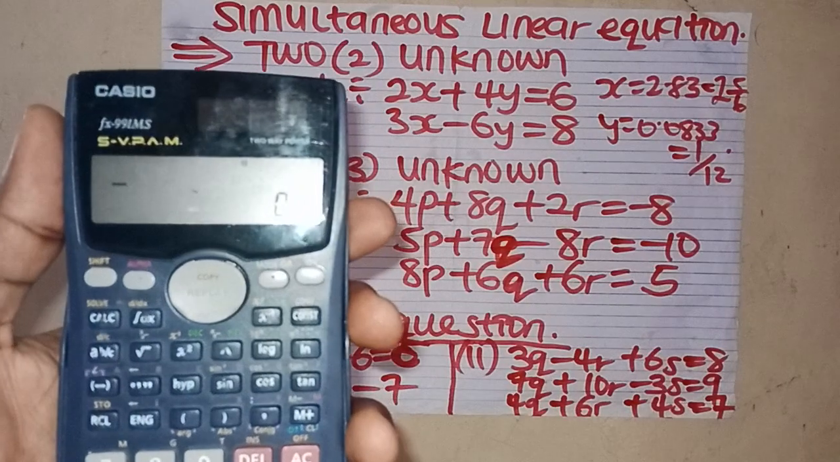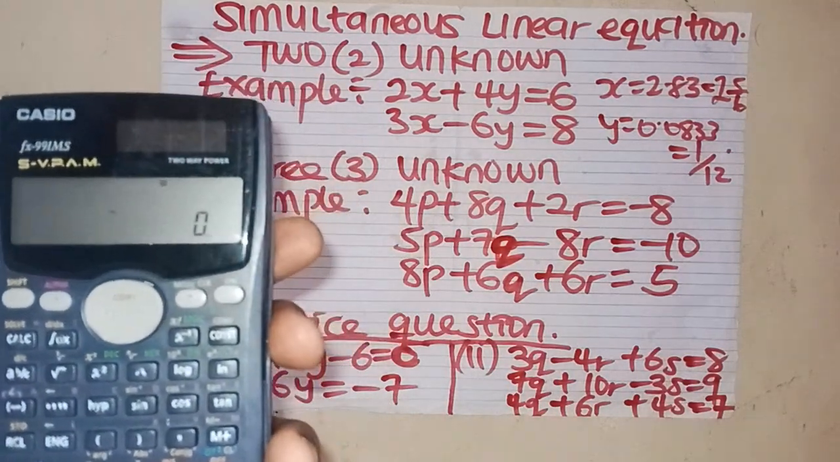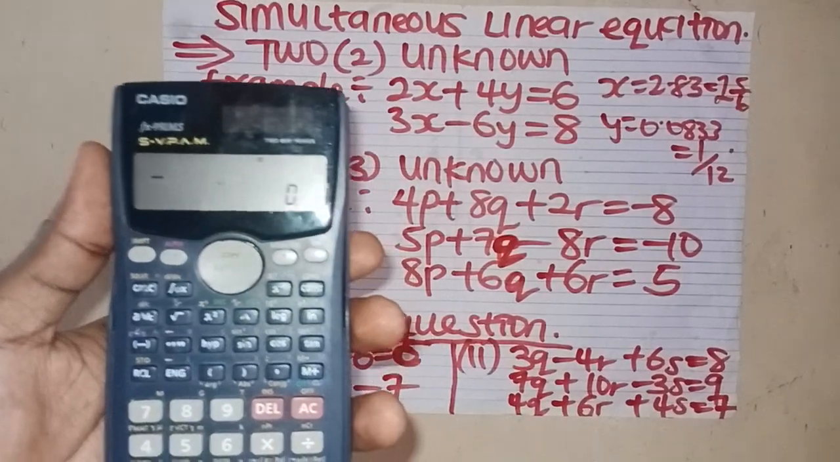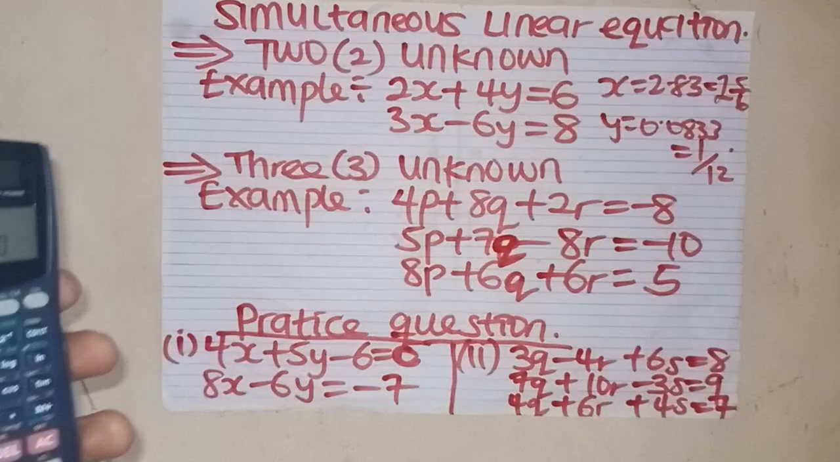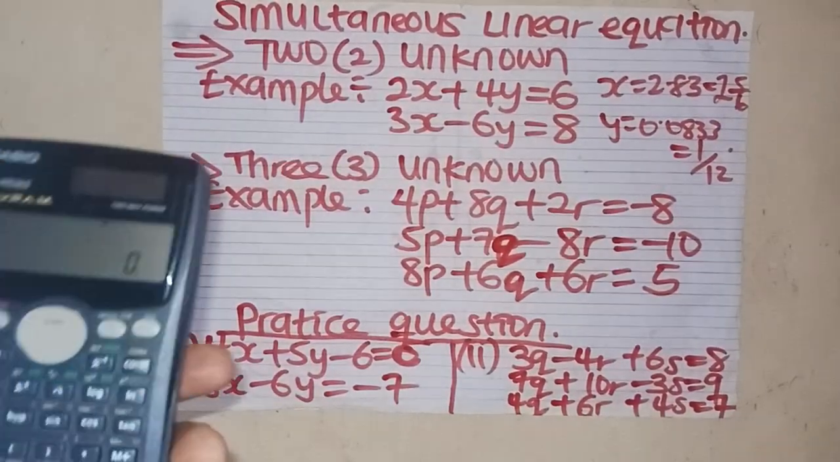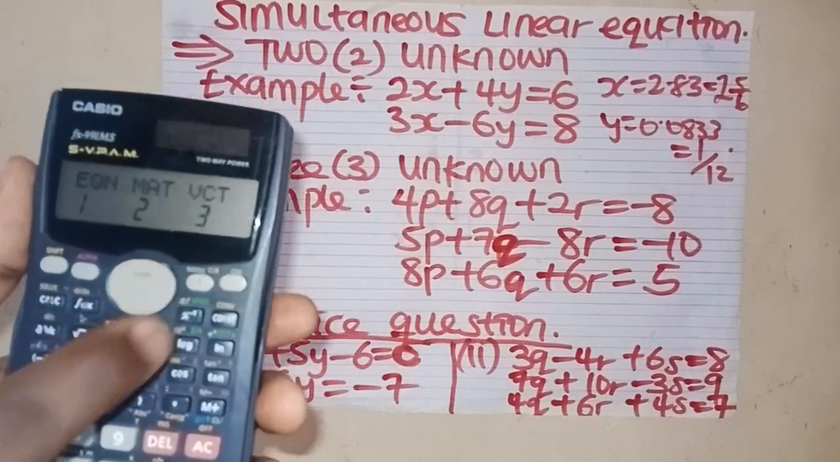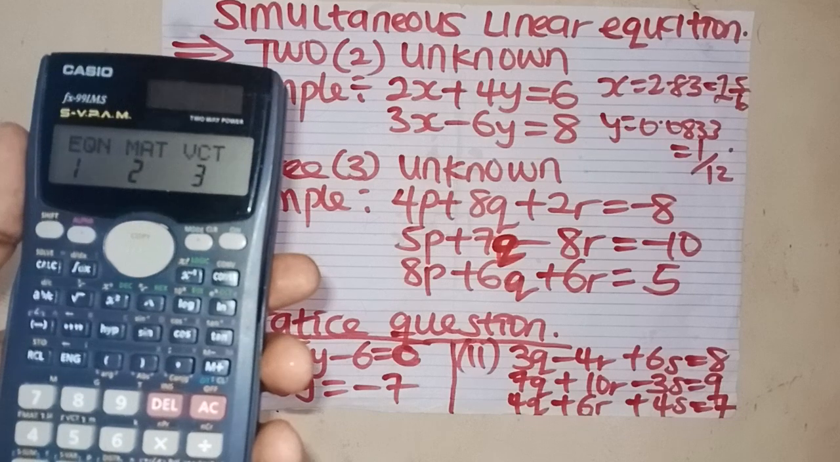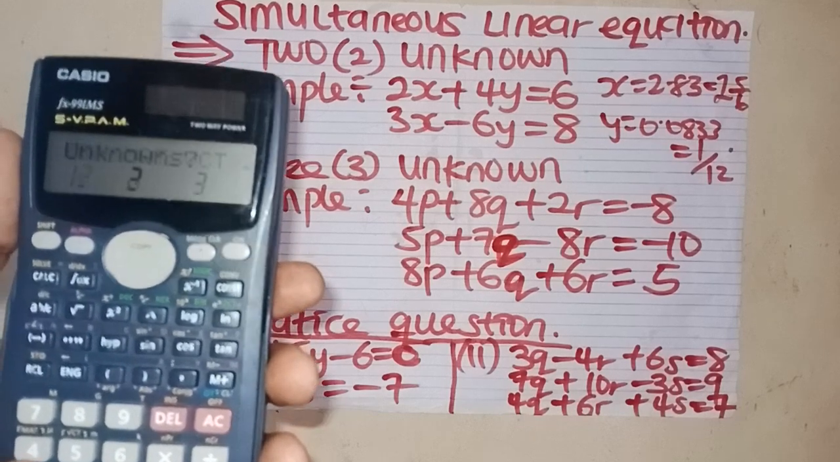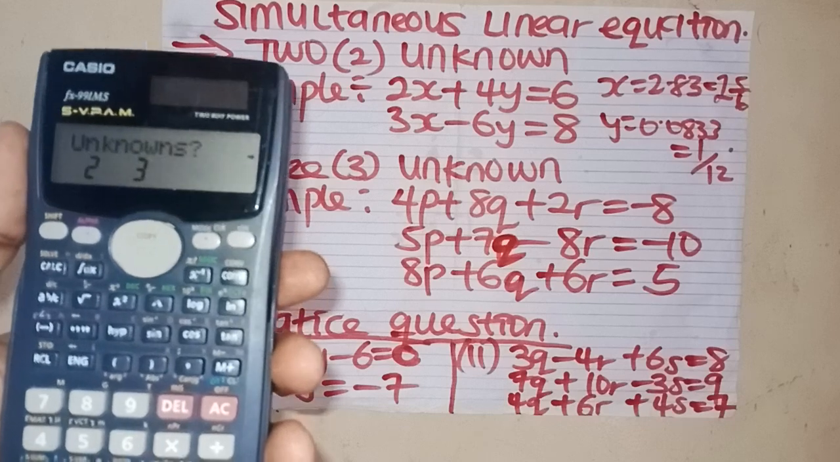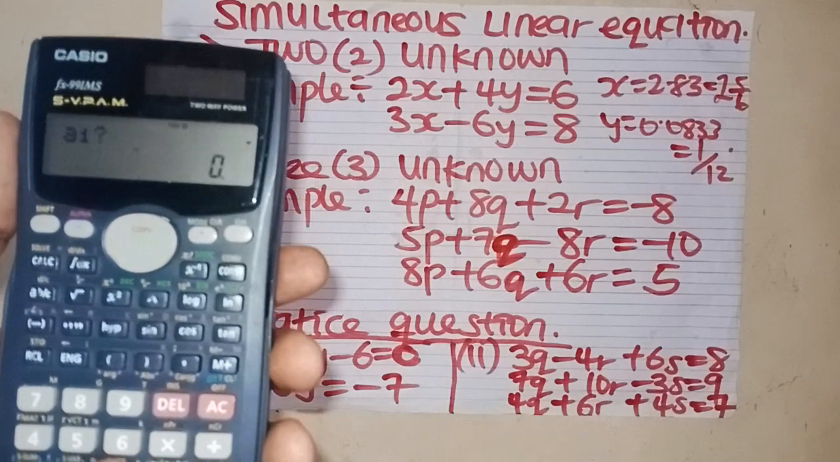So now let me solve for the three unknowns. I will go with the same procedure, by pressing this mode 3 times. 1, 2, 3. Then Equation, Matrix, and Vector. I'll press my 1 again. Now instead of pressing 2, I'll press 3 for 3 unknowns.